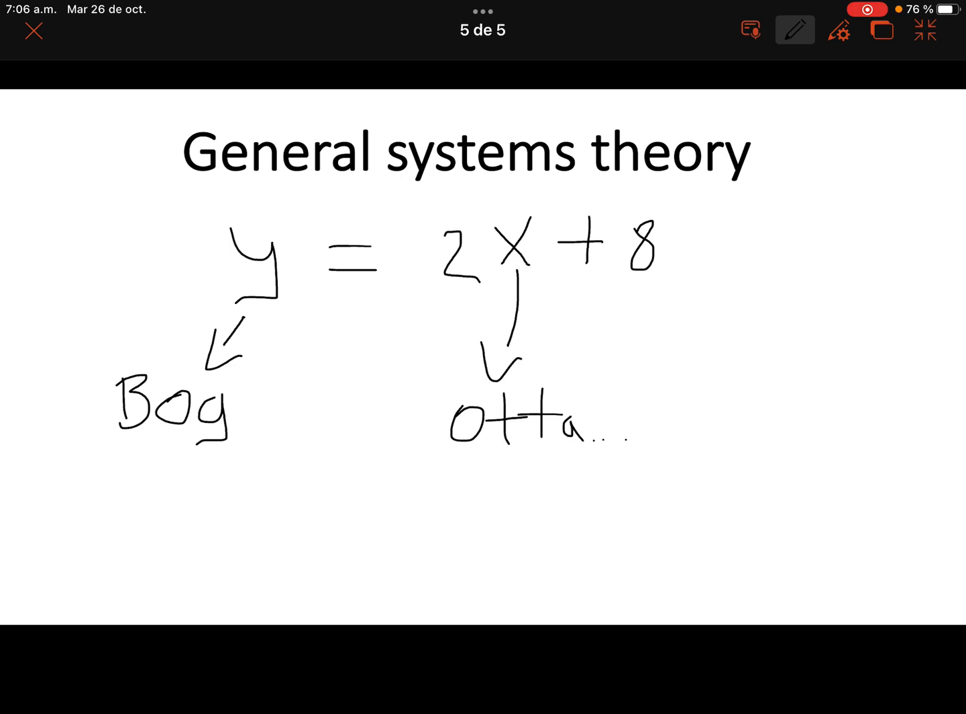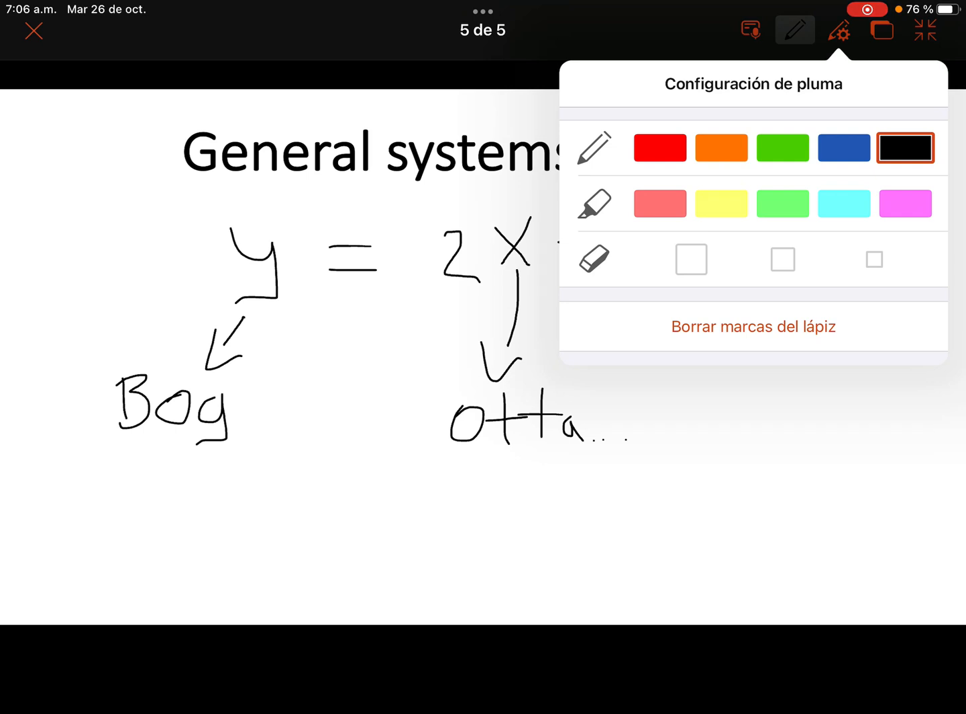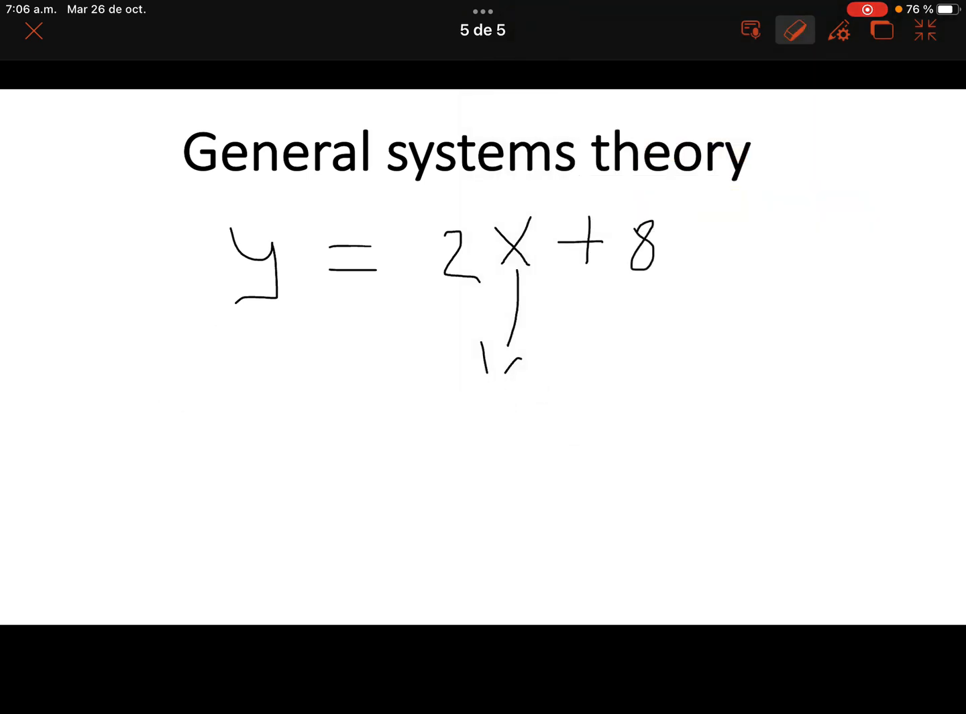Now, if we analyze this situation, depending on Ottawa's temperature, we can calculate Bogota's temperature. Then y, Bogota's temperature, is going to be the dependent variable, and x, Ottawa's temperature, is going to be the independent variable. Then let's analyze. Let me erase this information in order to analyze one specific case.